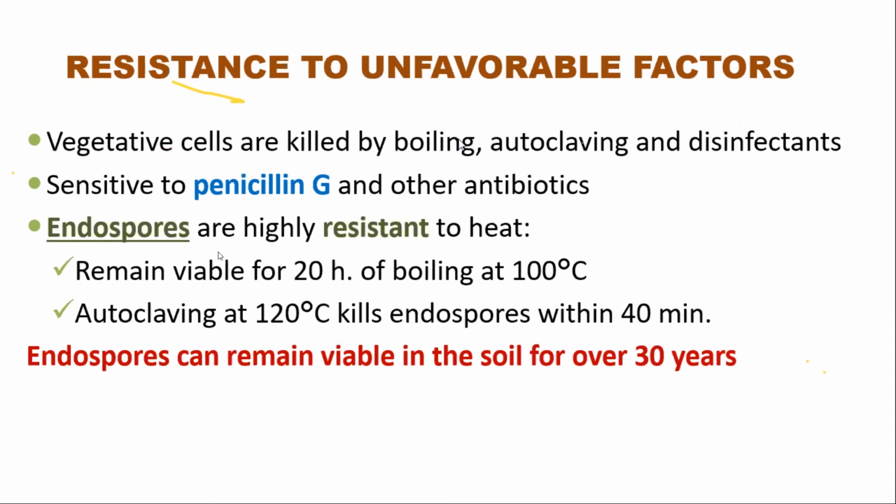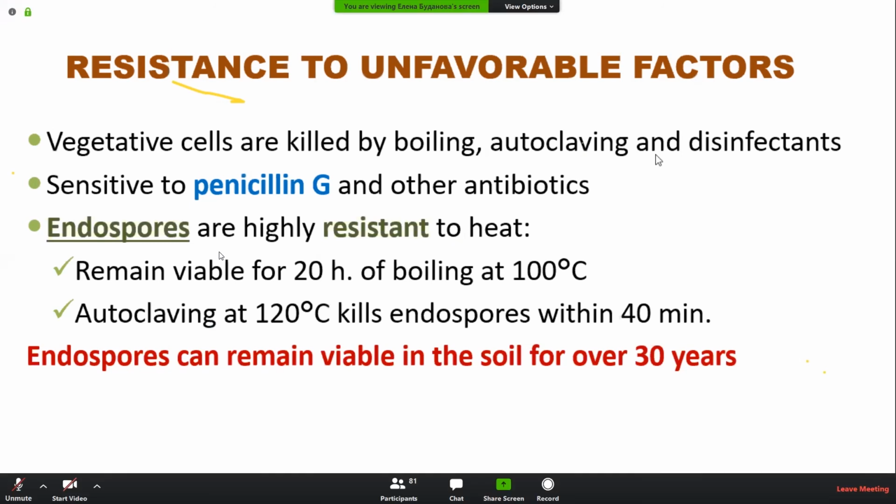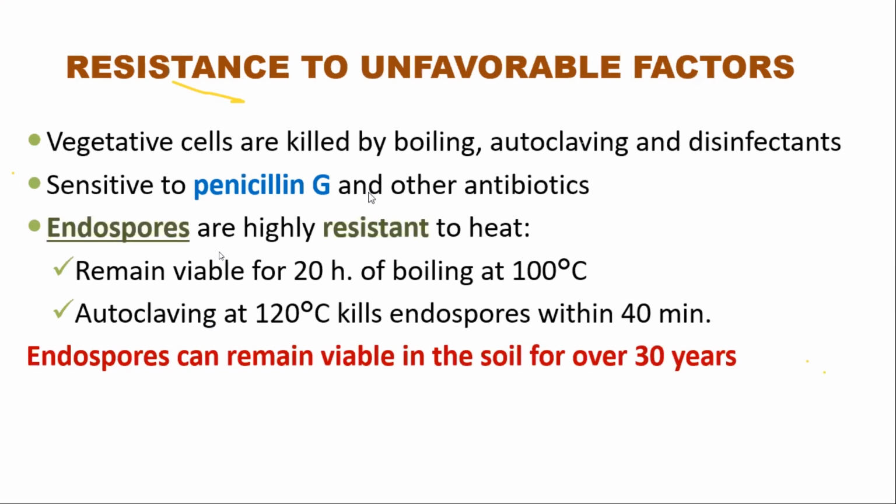Resistance, as it is typical of endospore-forming bacteria: their vegetative cells are very sensitive to boiling, autoclaving, antibiotics. They are sensitive to beta-lactam drugs, unlike endospores that are resistant. And it is mentioned here that autoclaving kills endospores only within 40 minutes. And endospores of bacteria remain viable for a long time in the soil, for decades. And that is why they can be transmitted from the soil to the patient.